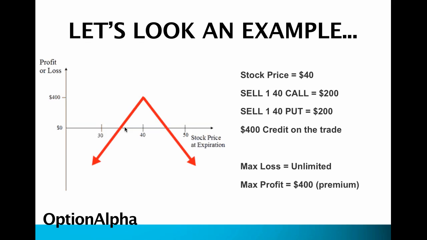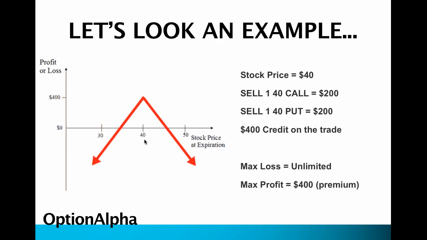Now let's look at an example here. Let's again say the stock is trading at a price of around $40, right here where my cursor is. So you're going to sell one 40 call for $200, and then you're going to sell a 40 put for $200 as well, taking in a total of $400 on the trade combined. Now your maximum loss again is unlimited because the stock can continue to rise or continue to fall. We want it to stay very, very neutral to flat.